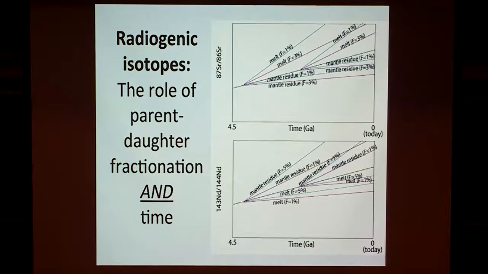So, for example, melts generated 4 billion years ago at F equals 3% may end up having the same strontium isotope ratio as melts generated by 1% melt at 2.5 billion years ago. So the degree of melting and the time of the melting event are unconstrained problems. We could measure the strontium and neodymium ratios in basalts, but then we have to make some educated guesses about the history of the mantle sources that generated those basalts.